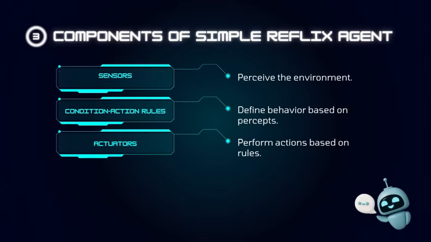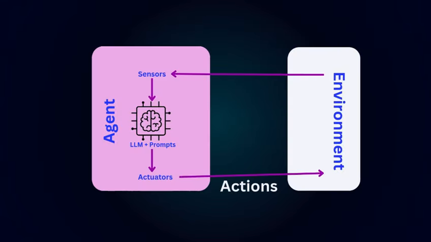Components of a simple reflex agent. Sensors perceive the environment. Condition-action rules define behavior based on percepts. Actuators perform actions based on rules.